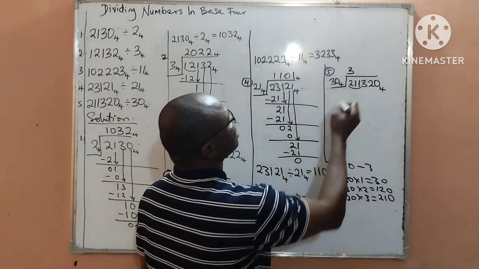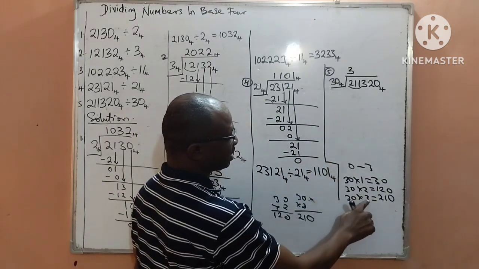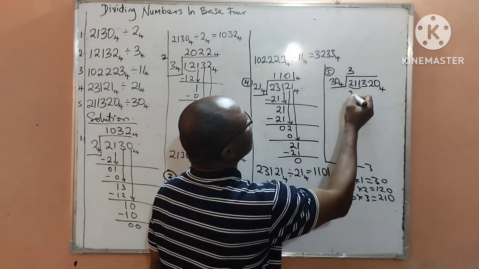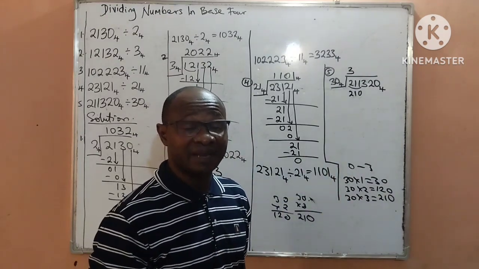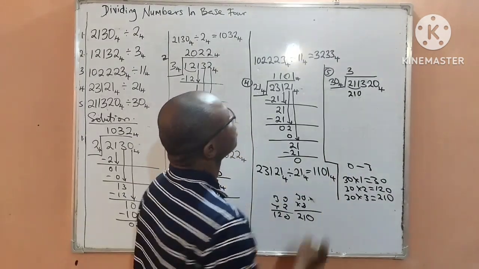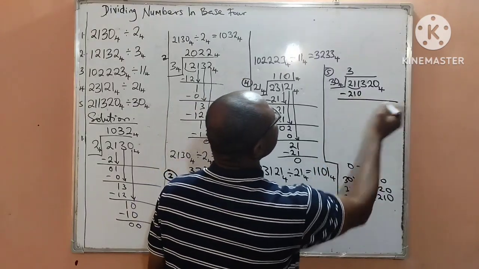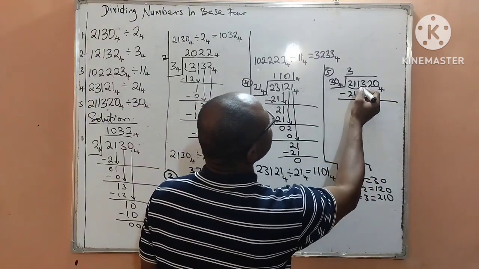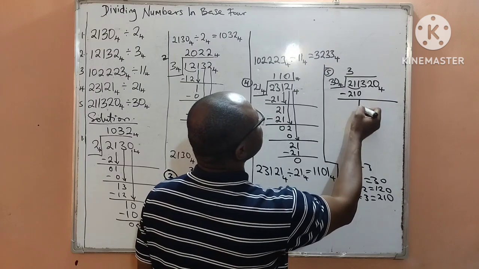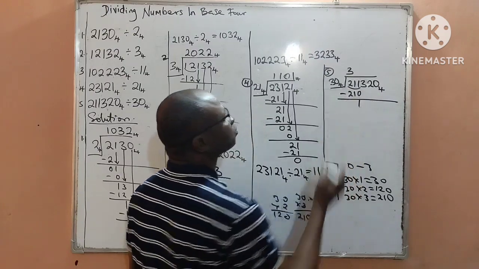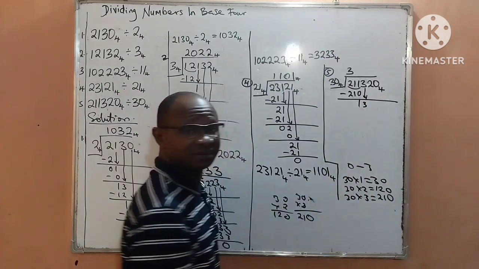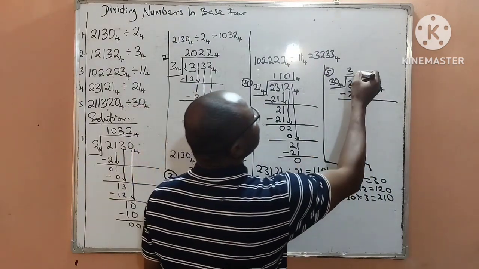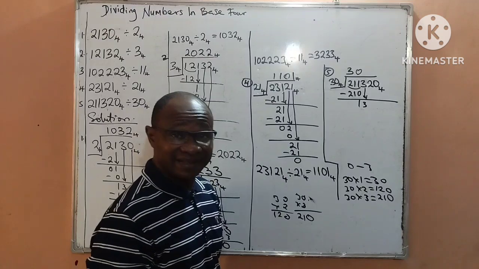3 multiplied by 30 is going to give us, see it here, 3 times 30 is 210. So we write 210. This 210 is what it will give you when you multiply 3 by 30 in base 4. We subtract it. So now 1 minus 0 is 1, 1 minus 1 is 0, and 2 minus 2 is 0. We bring down 3. That becomes 13. So 30 divided into 13 will give us 0 because 13 is less than 30.